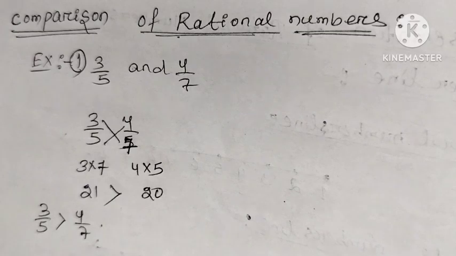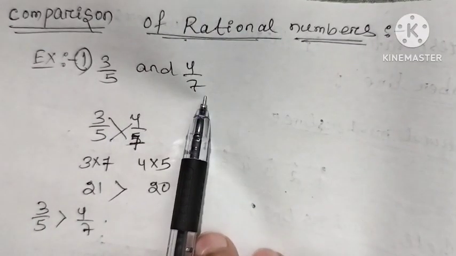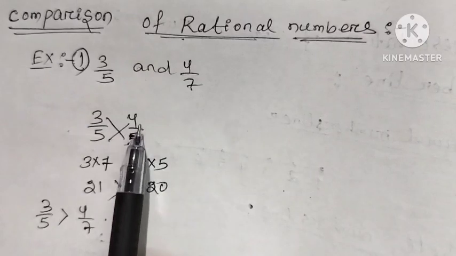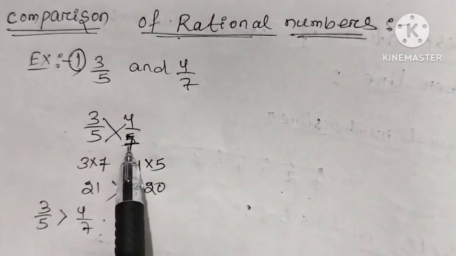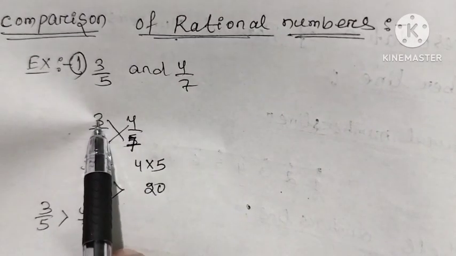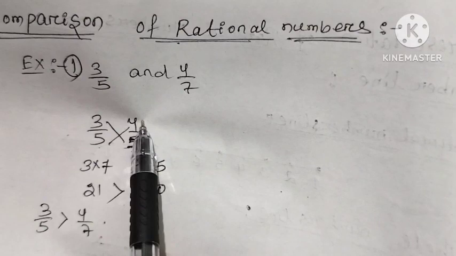Then after the next concept, comparison of rational numbers. Two rational numbers, which one is greater and which one is smaller, you have to compare. 3 by 5 and 4 by 7, which is greater? 3 by 5, 4 by 7. Simple thing, cross multiplication. This denominator and this numerator, and this denominator, this numerator. Opposite you have to multiply.